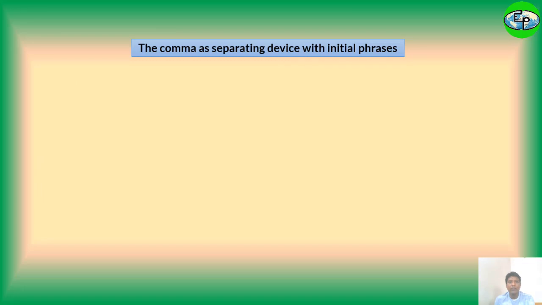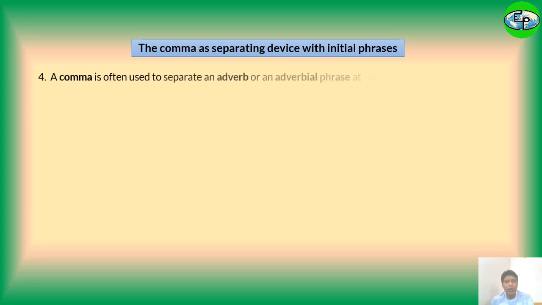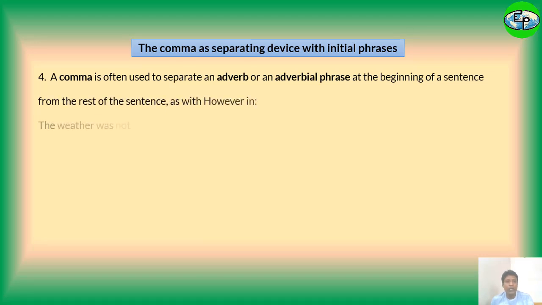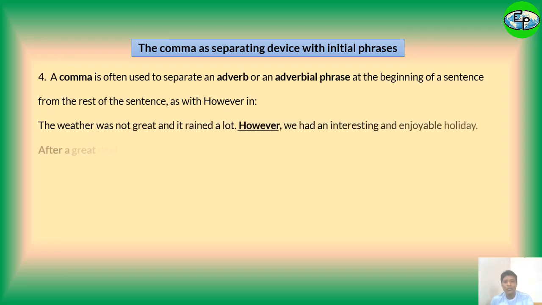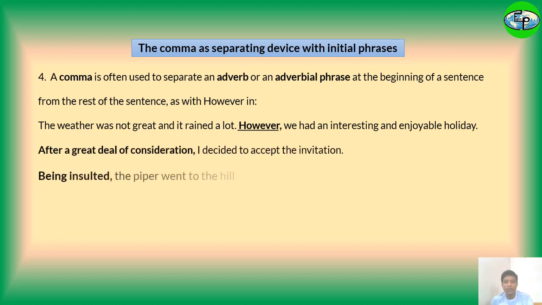The comma as a separating device with initial phrases. A comma is often used to separate an adverb or an adverbial phrase at the beginning of a sentence from the rest of the sentence. As with however in, the weather was not great and it rained a lot. However, we had an interesting and enjoyable holiday. After a great deal of consideration, I decided to accept the invitation.